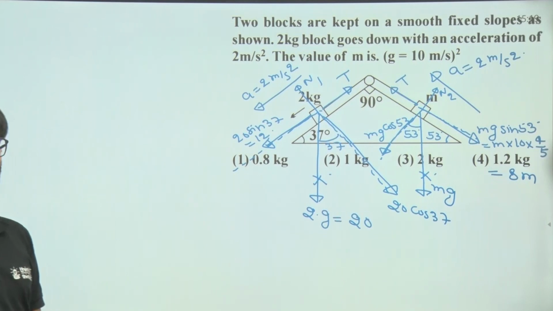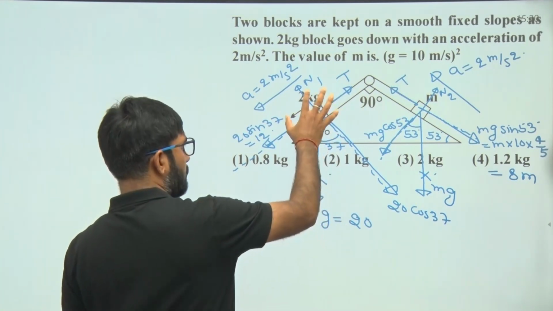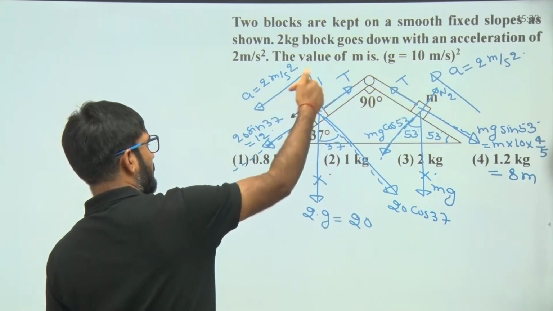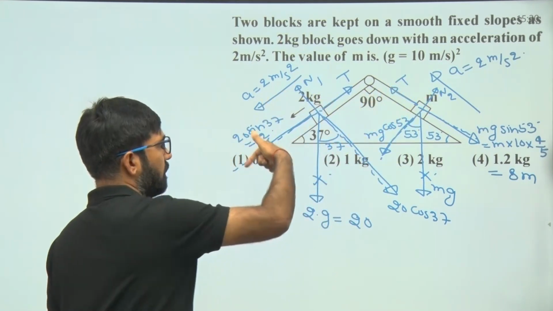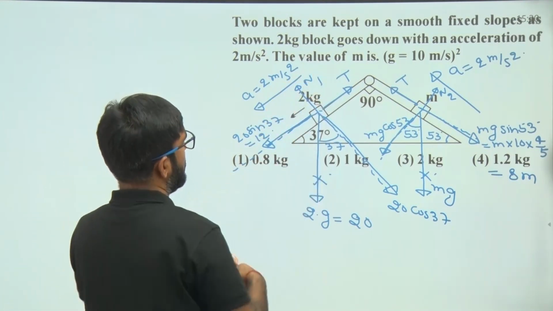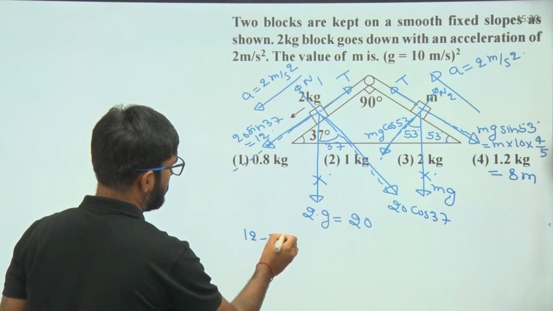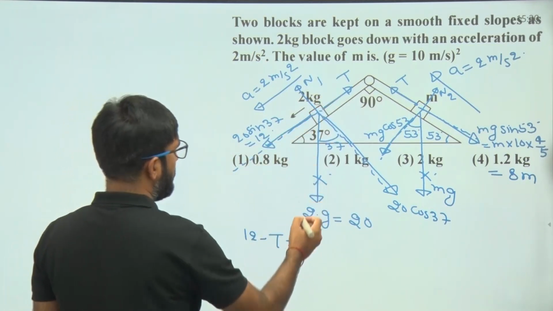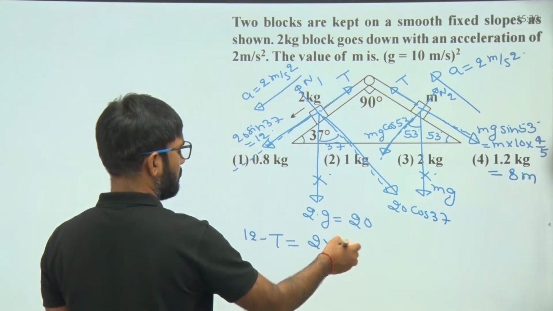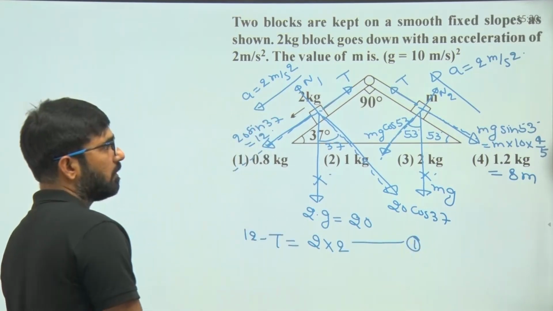Now we have to use Newton's second law for 2 kg and m kg separately. For 2 kg block, acceleration is down the plane, then net force will be down the plane. Down the plane, net force on 2 kg is 12 minus T. Net force is 12 minus T equal to mass into acceleration. Mass is 2, acceleration is also 2. This will be 4. First equation.